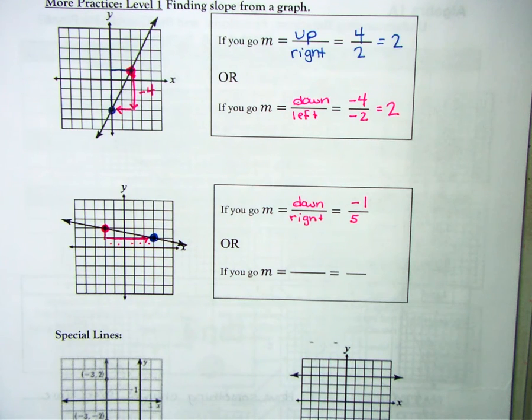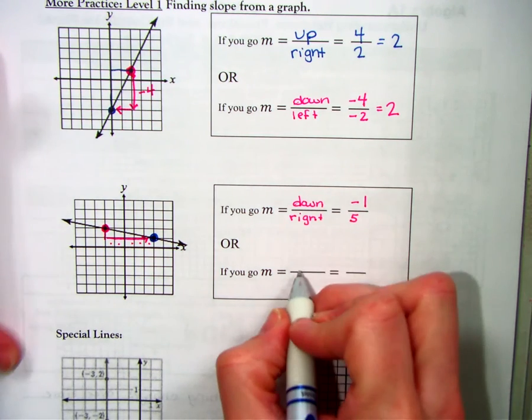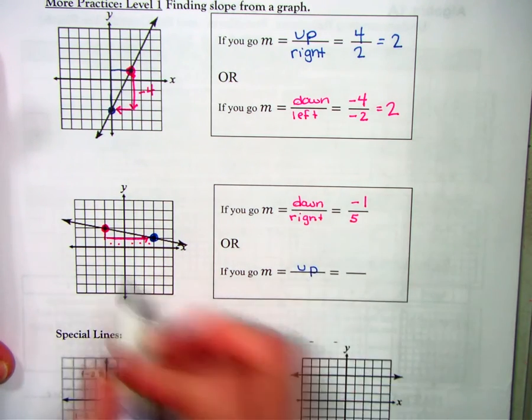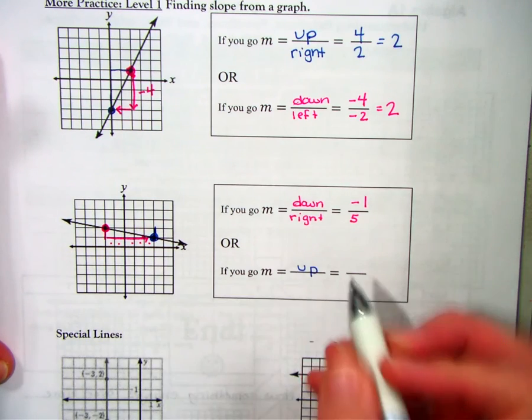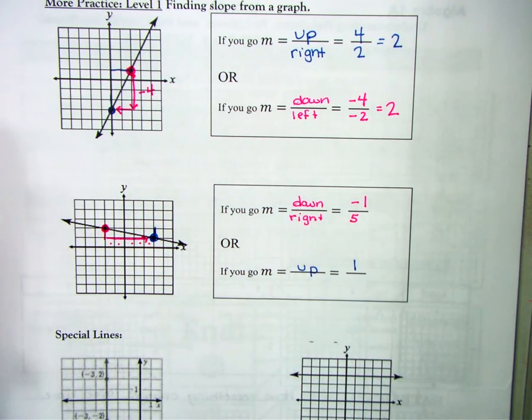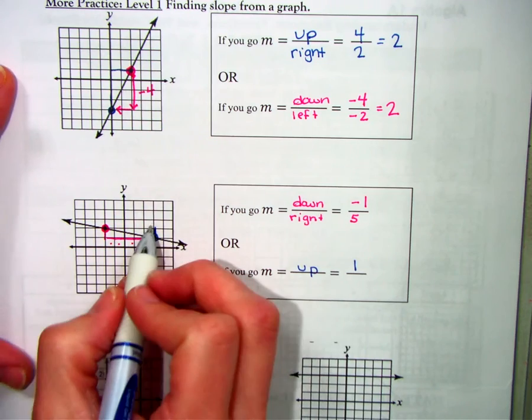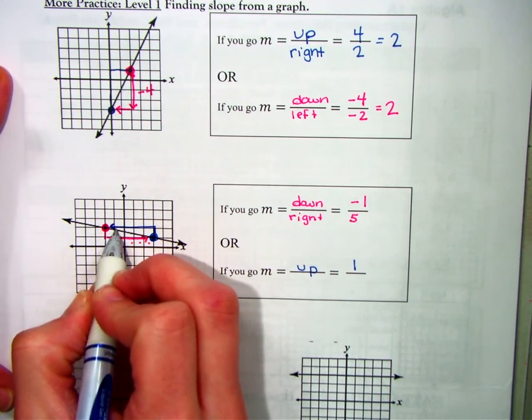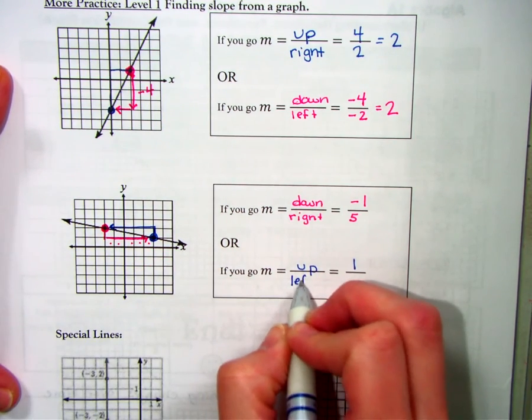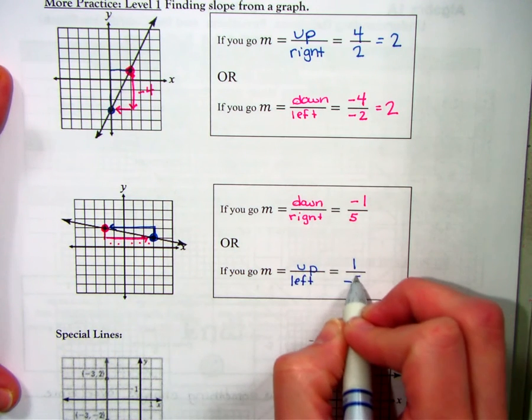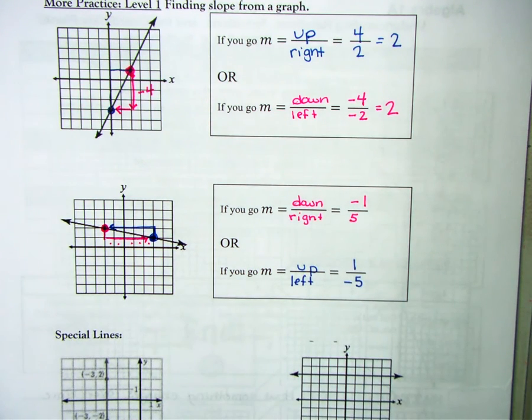Okay? Did anybody go up first? Okay? So if you go up 1, then your 1 is positive. But when you go left, your left is negative. Okay, so it doesn't matter if you have the negative with the 1 on the top or if you have the negative with the 5 on the bottom. Either way, these two answers are the same.